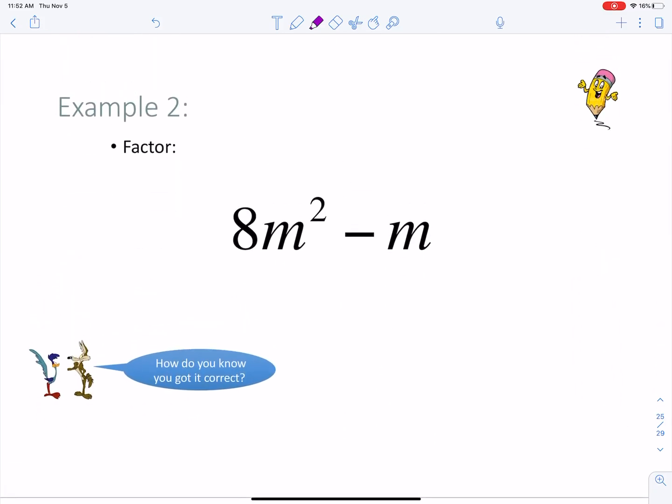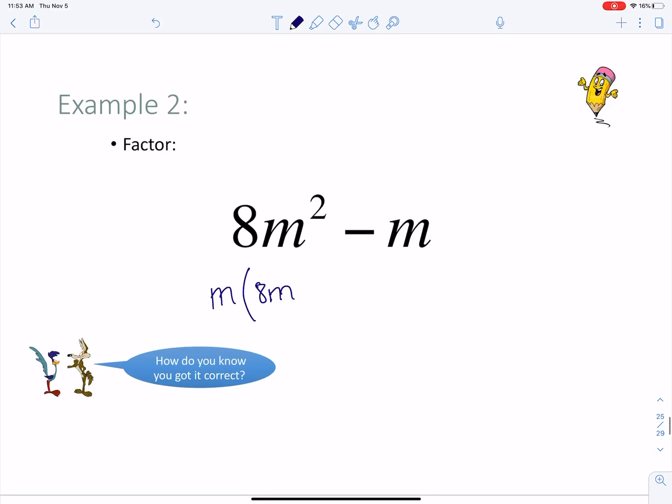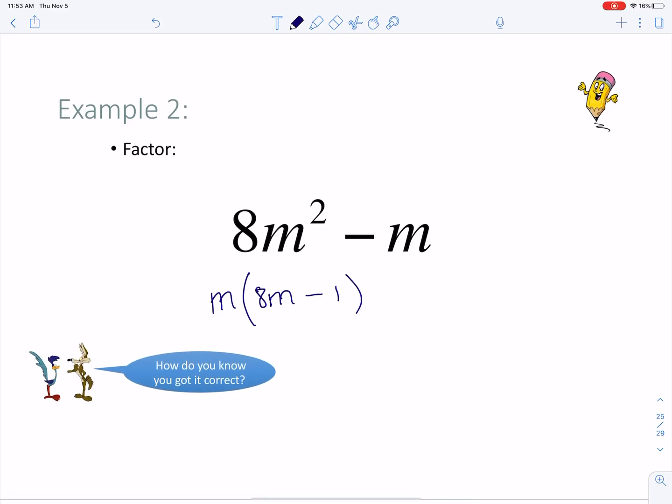Okay, example 2 here. Check for the numbers first. 8 and 1 don't have anything besides 1 that we can factor out. So now I'm going to go ahead and factor out an m. All right, what am I left over with? I know this guy is 8m, because m times 8m is 8m squared. But don't forget that 1, when you factor out m divided by m is 1. Always do your mental check. 8m squared minus m. Yep, that works for us.